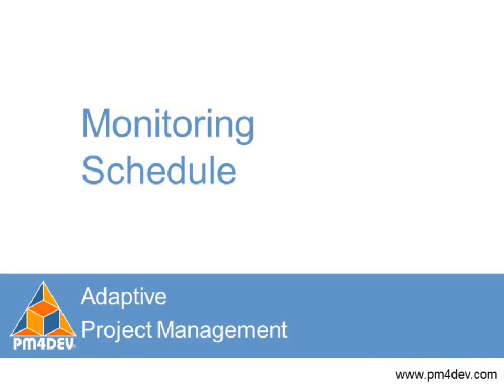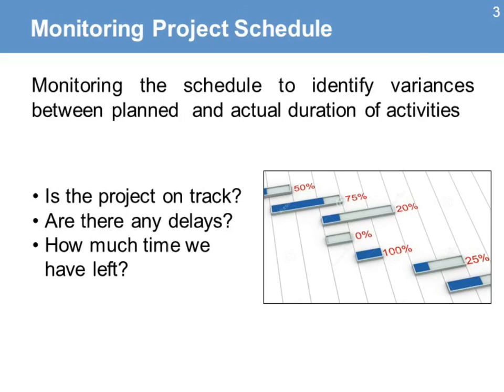Monitoring schedule. The purpose of monitoring the schedule is to identify the variances between planned and actual duration of activities. Here the project manager should ask the following questions. Is the project on track? Or how is the project performing according to the plans?